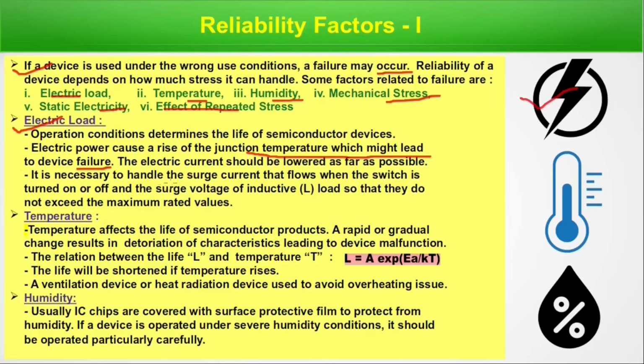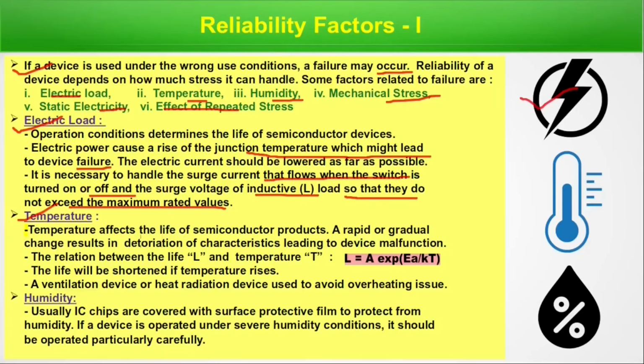So it's necessary to handle the surge current that flows when the switch is turned on or off, and surge voltage of inductive load, so that they do not exceed maximum rated values. Many times we have seen in home appliances, for a sudden surge of electricity in our regular electric line, home appliances get damaged because of this surge of current. For every device there is a rating specified. The surge current is obviously much higher compared to that, and that leads to failure of the device.